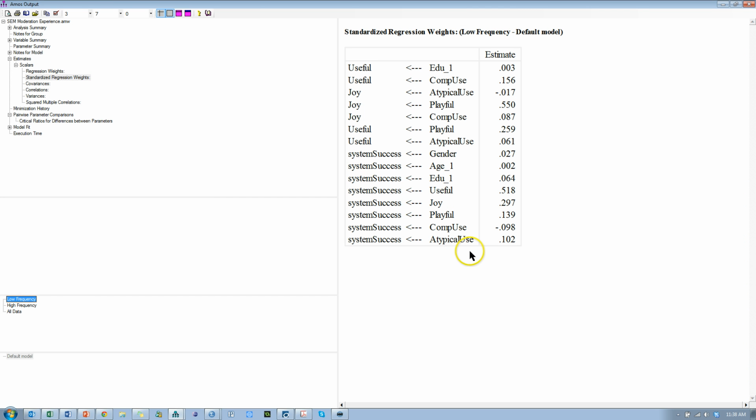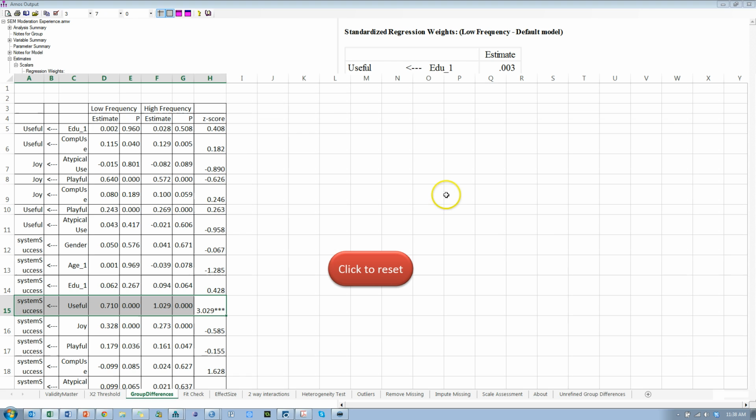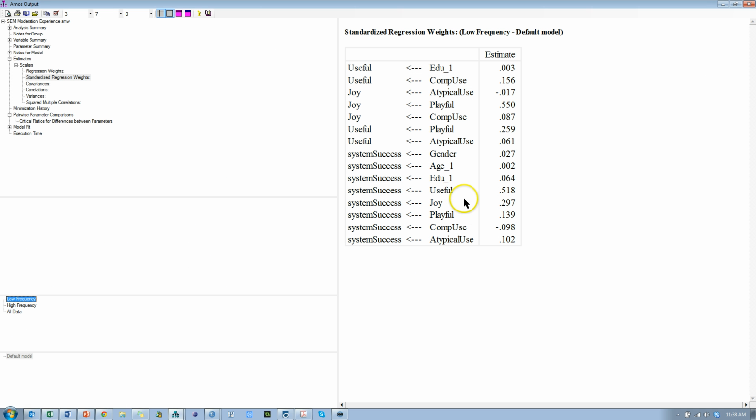Look at low frequency. Usefulness to success, 0.518 for low, 0.614 for high. So frequency strengthens the positive relationship between usefulness and system success, because the number is higher for the high group. So when you're high, it strengthens that positive relationship.